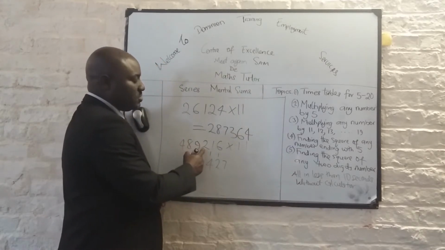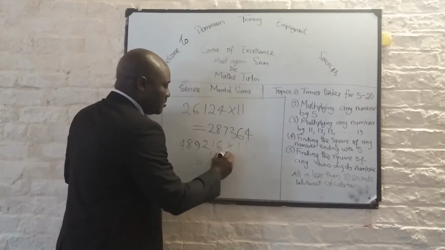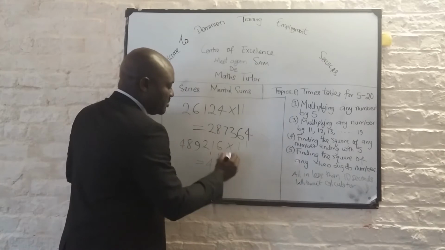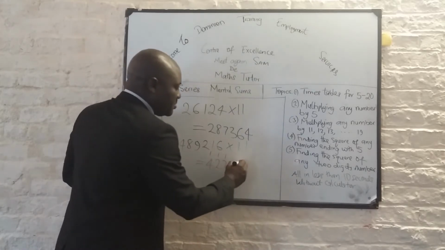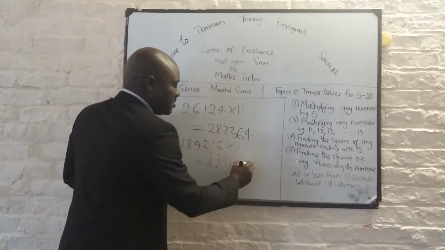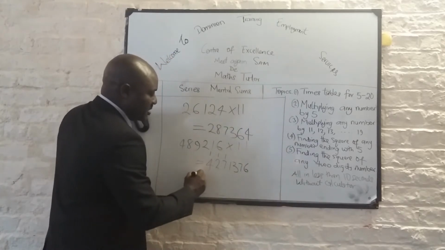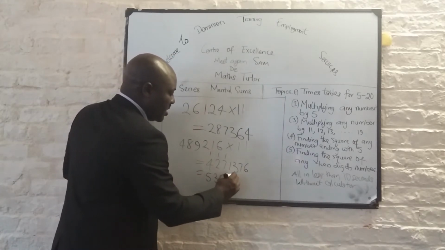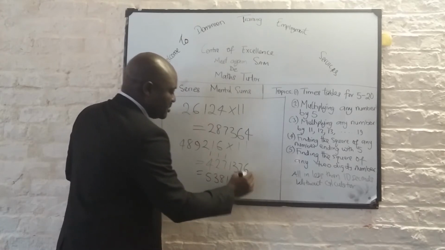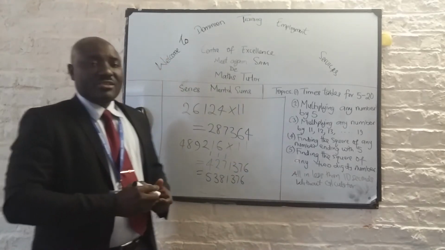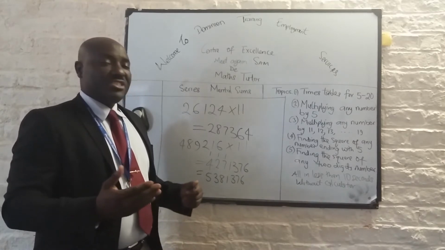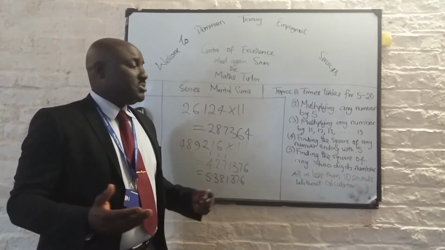Add this to this, it gives you 11. You can't write 11, you write 1, put 1 here. Add this to this, it gives you 3. Add this to this, it gives you 7. Write down the last number, 6. And your answer is 5381376. As simple as that. So multiplying any number with 11, you'll be carrying out addition operations instead of multiplication.